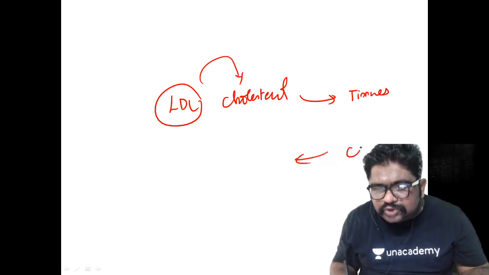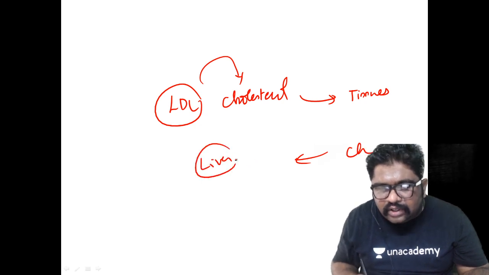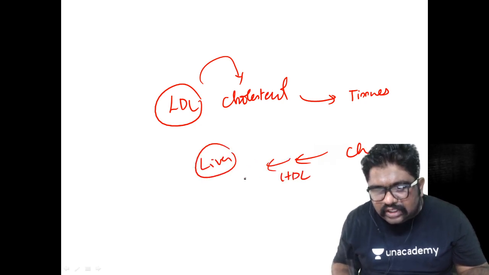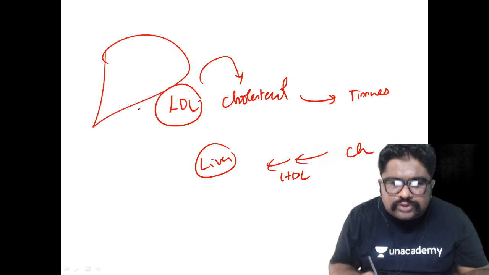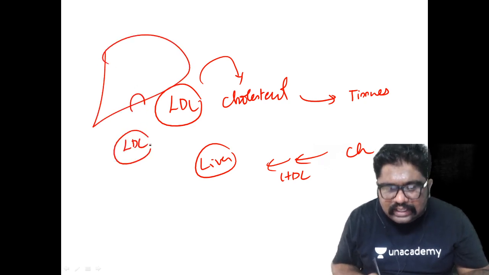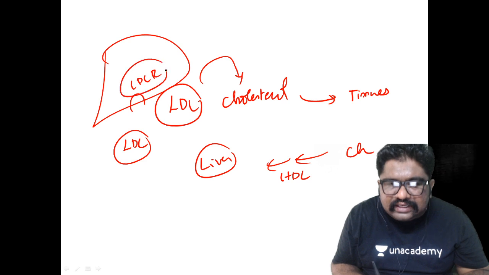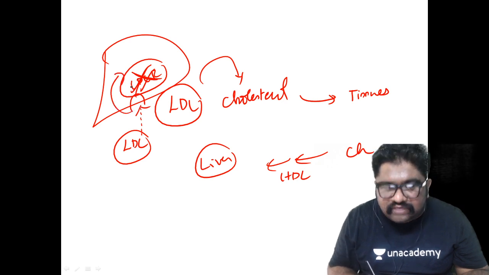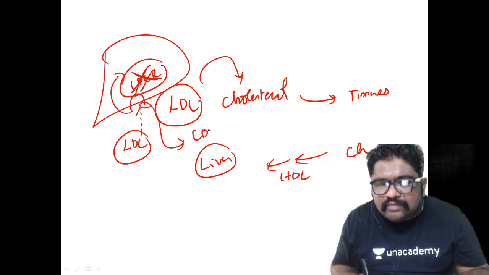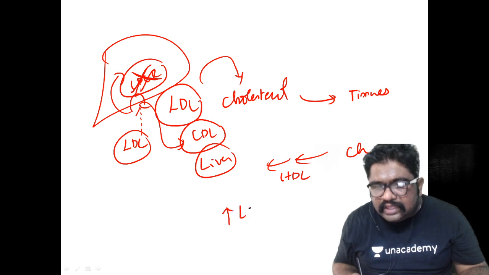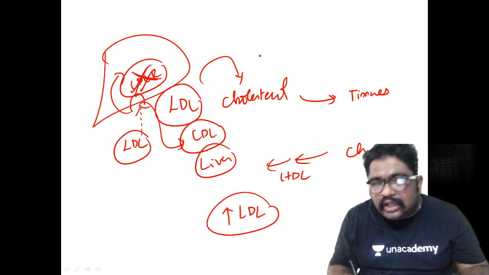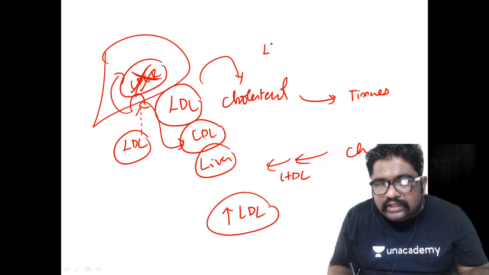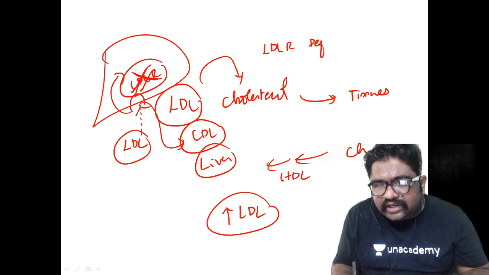While cholesterol travels from tissues to the liver, it is done by HDL. But the liver will also have receptors for LDL. They are called LDL receptors. Now, if the LDL receptors are defective, then LDL will not be able to enter the liver, because of which LDL will be floating in the circulation. So, increased LDL can happen in case of an LDL receptor defect.